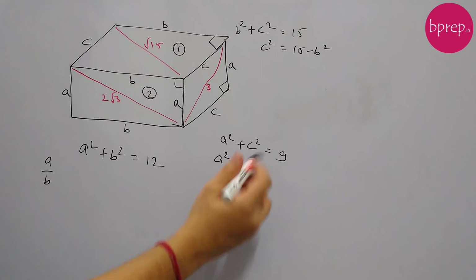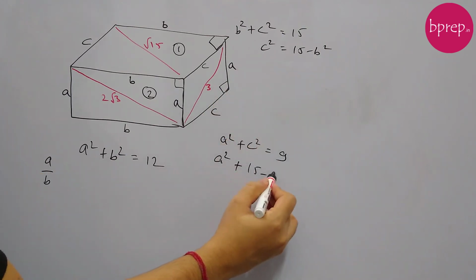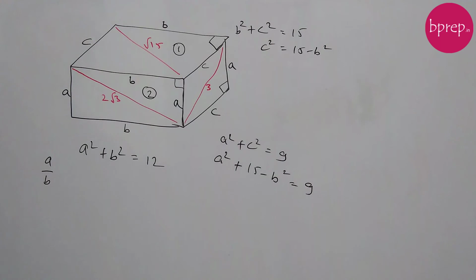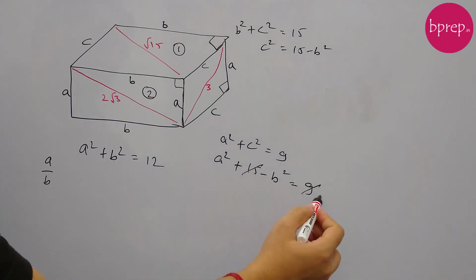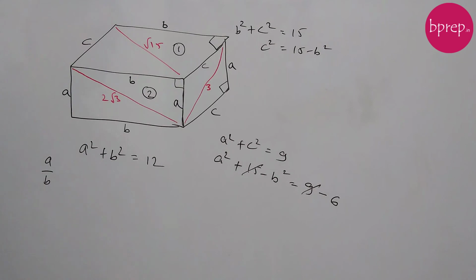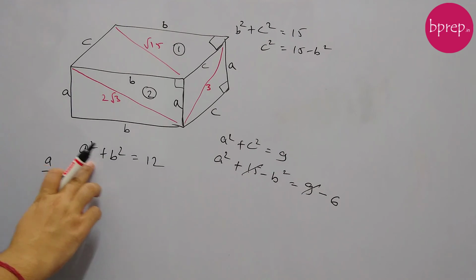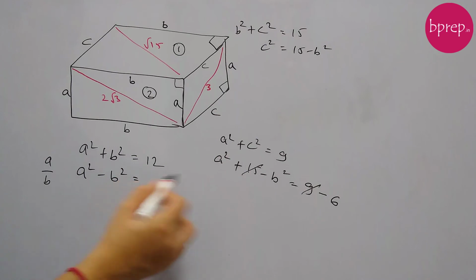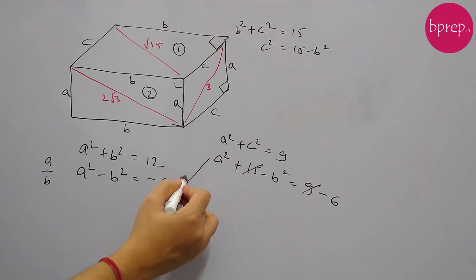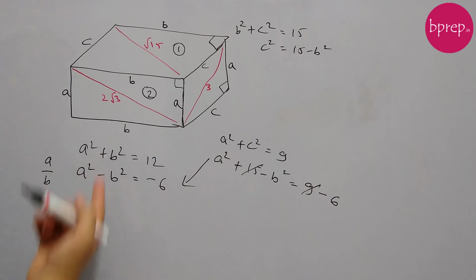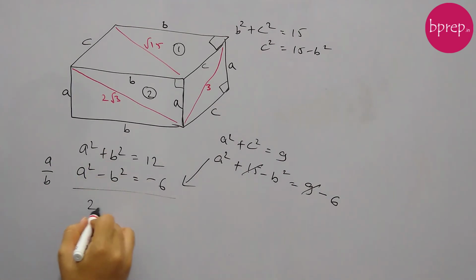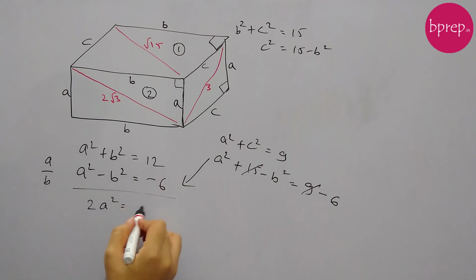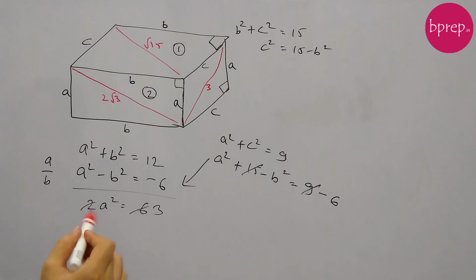Okay. So let's put this value here. So we'll have a square plus c square, that is 15 minus b square, equals 9. Okay. So we can say it's minus 6. So a square minus b square is minus 6. And here we have a square plus b square is 12. Let's put it again. a square minus b square is minus 6. So if we add these two equations now, we will have 2a square equals 6 or a square equals 3. Okay.